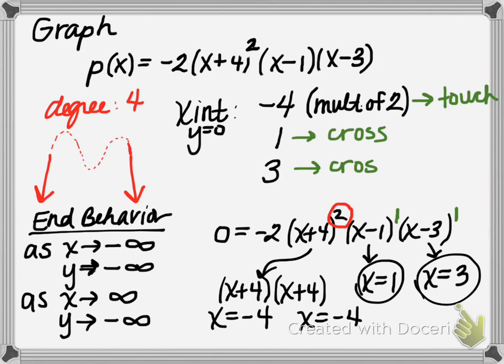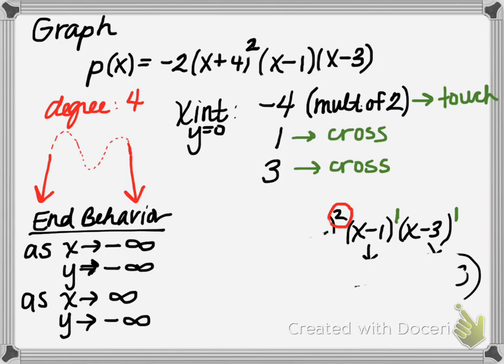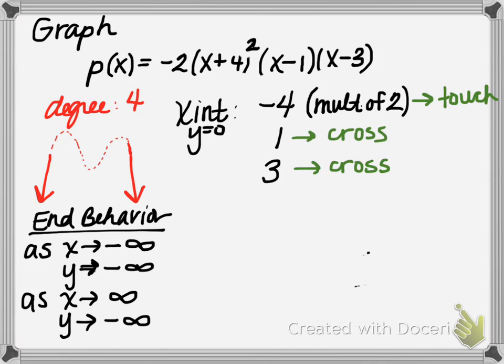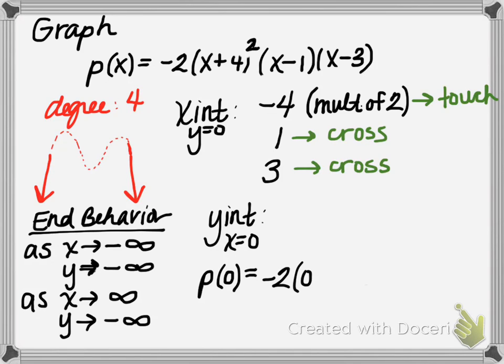All right, so the last piece then would be to take a look at the y-intercept, and then we'll put everything together. So I always want you to have an accurate x-intercept as well as an accurate y-intercept. So to find the y-intercept, as always, for any function, we're going to let x equal 0. So that's basically like finding p of 0. We'll substitute 0 in place of x. And that's going to be -2 times the quantity (0 plus 4) squared times (0 minus 1) times (0 minus 3). And now we're going to go ahead and simplify.